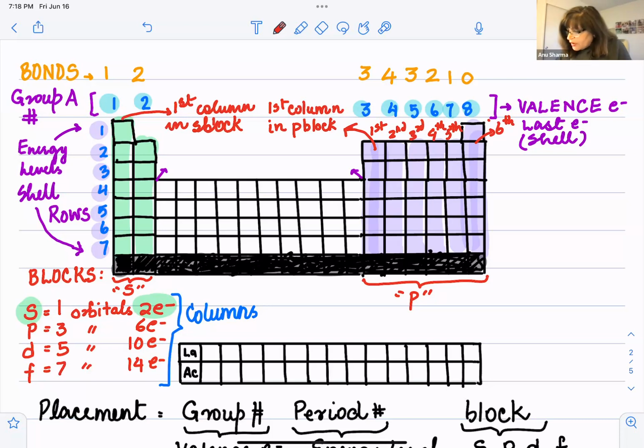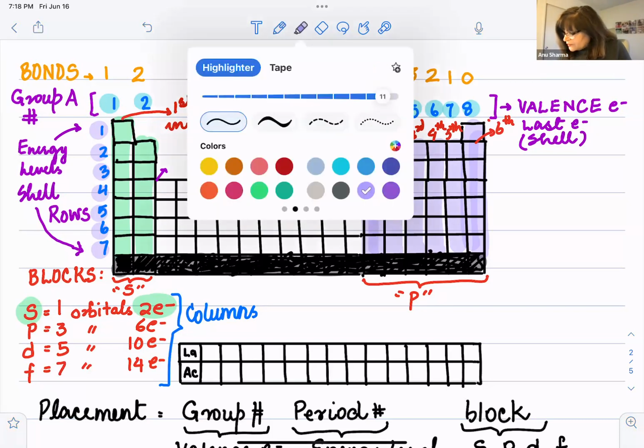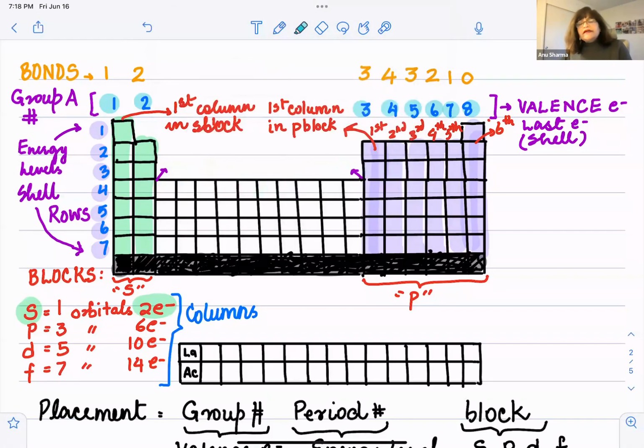Same story with the D block. Now D block, D is what? D has got 10 electrons, right? So let's change this color here. So this is the 6 electrons here on the P block.